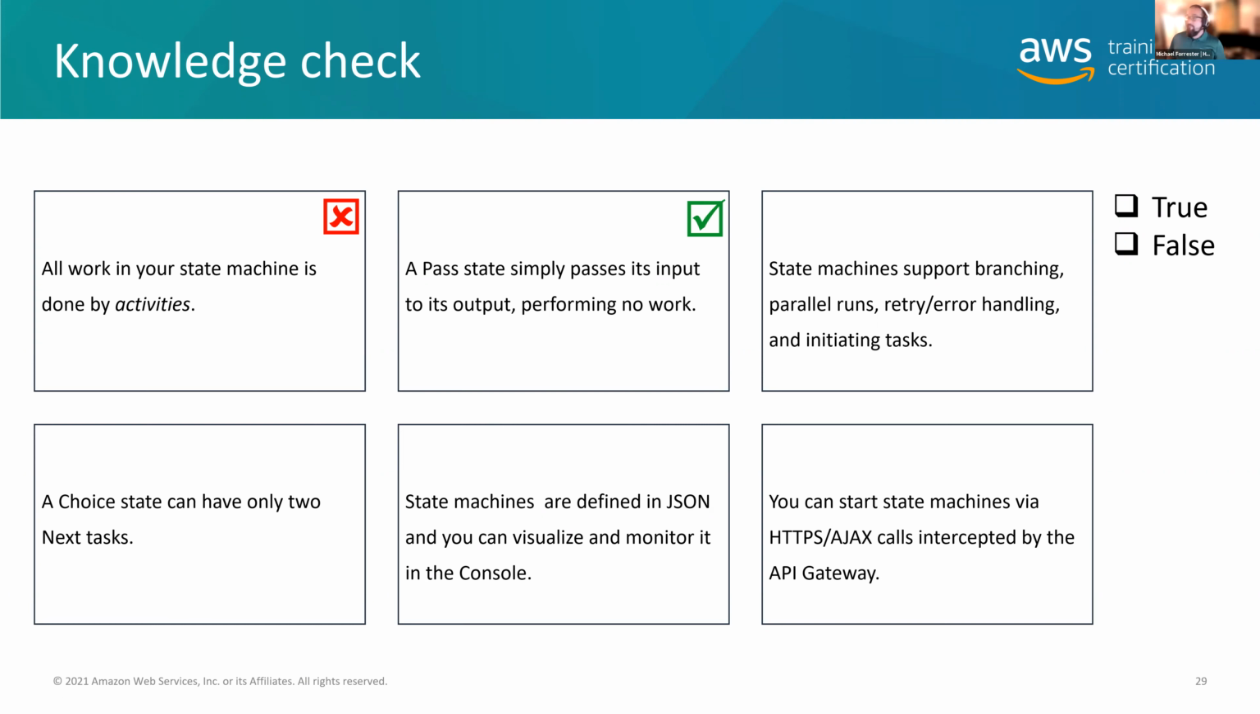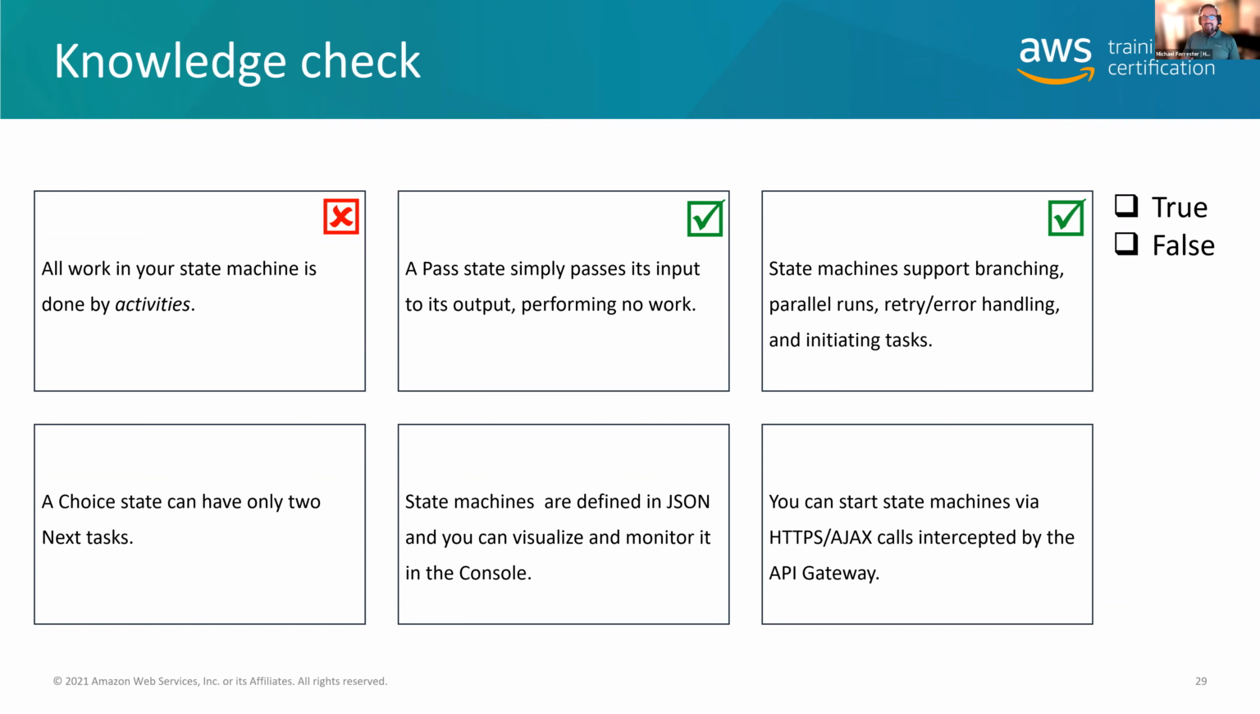Okay, good. State machines support branching, parallel runs, retry and error handling, and initiating tasks. Do state machines support all of that? Yeah, I think they support branching, like going one direction or the other. They support parallelization. They definitely support retry and error handling. And of course, if they don't initiate tasks, then I'm not even sure why they're there. So yes, that is also true.